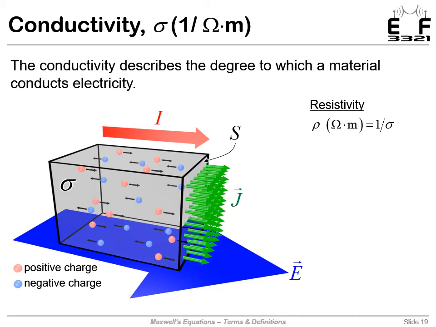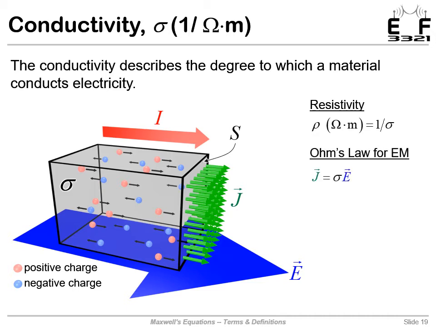Instead of conductivity, we can characterize our material in terms of the resistivity. And this is just 1 divided by the conductivity. The higher this number, the more resistive a material is to current being pushed through it due to an applied electric field.